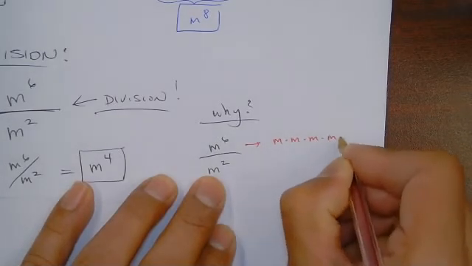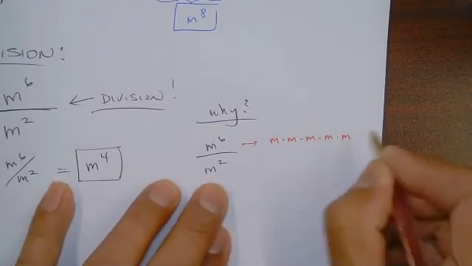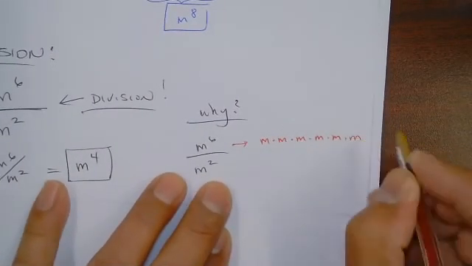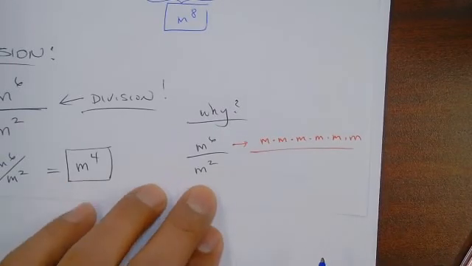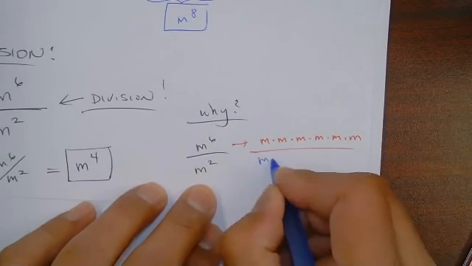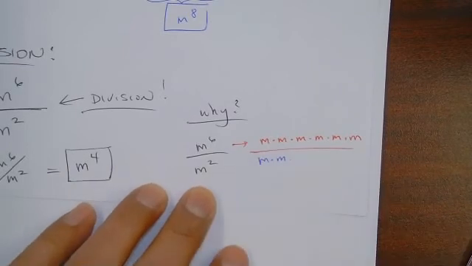Well, because m^6 means you got how many up here? This should be like review for you. You're like, oh yeah, I did learn that. There should be 6 of these, 1, 2, 3, 4, 5, 6, that are multiplying together. And then how many are down here? 2.